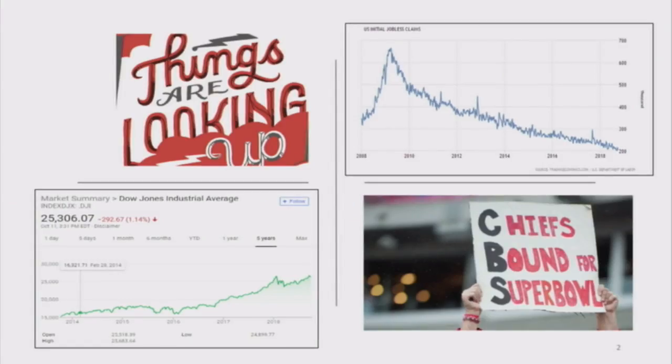So you're probably thinking, hey, things are looking pretty good right now in the economy. You probably heard in the headlines that the jobless rate is at a 49-year low, and look at that Dow. The Dow has increased steadily since 2014, although it did drop 800 points yesterday. And I mean, shoot, the Chiefs are bound for the Super Bowl, right? So things are looking up.